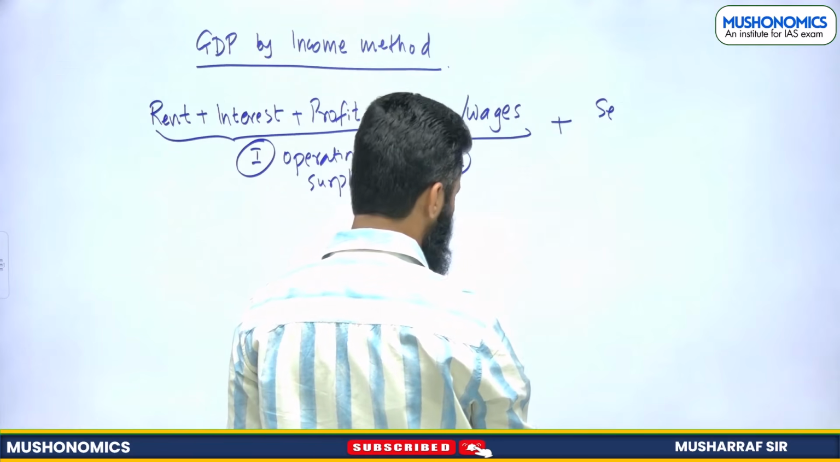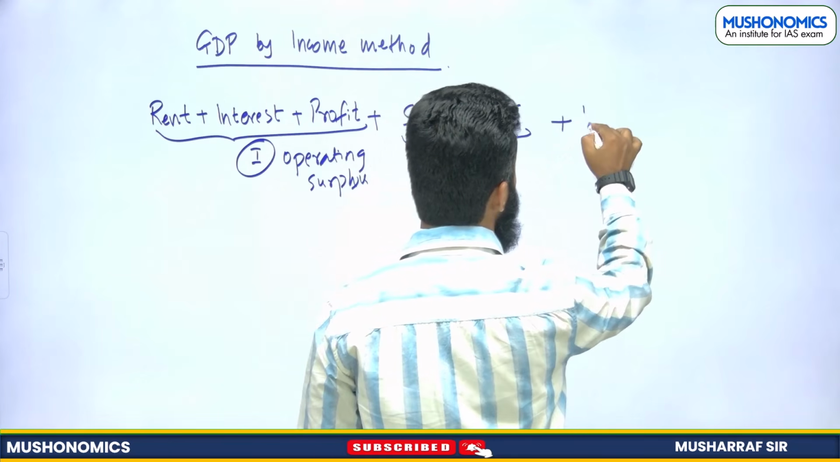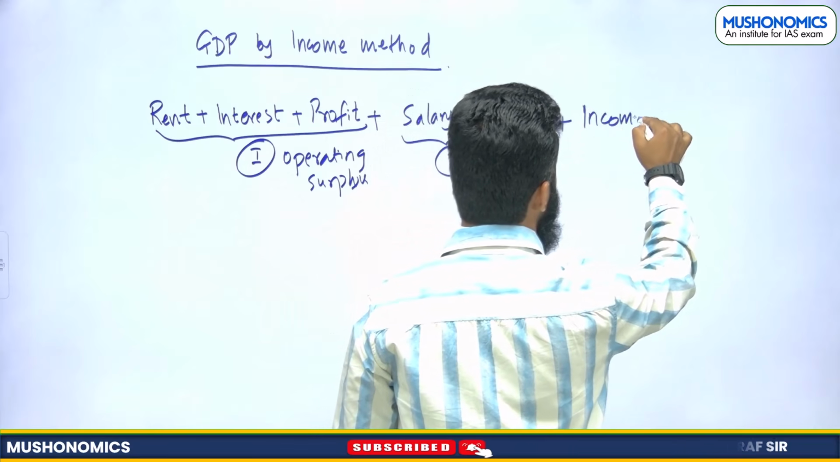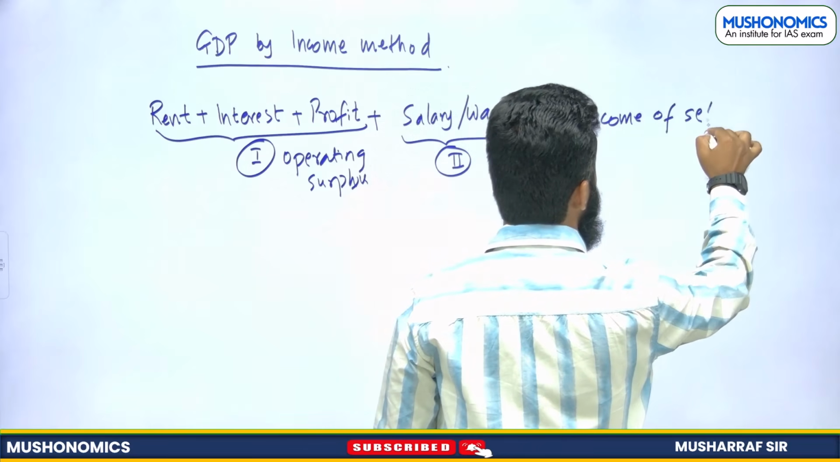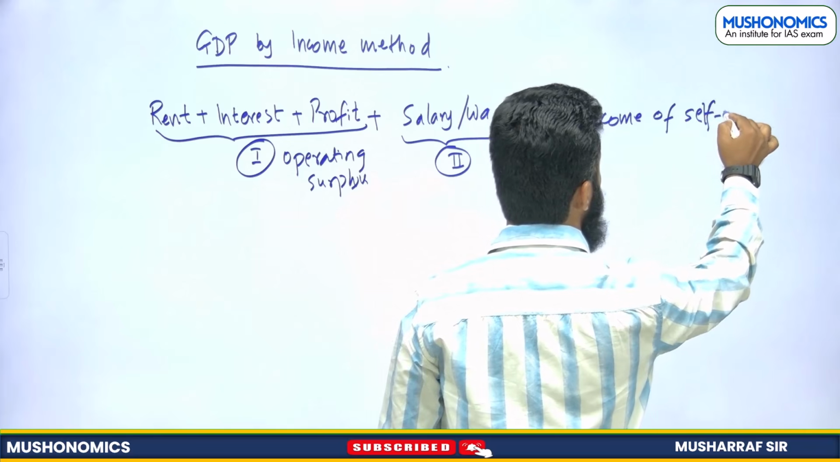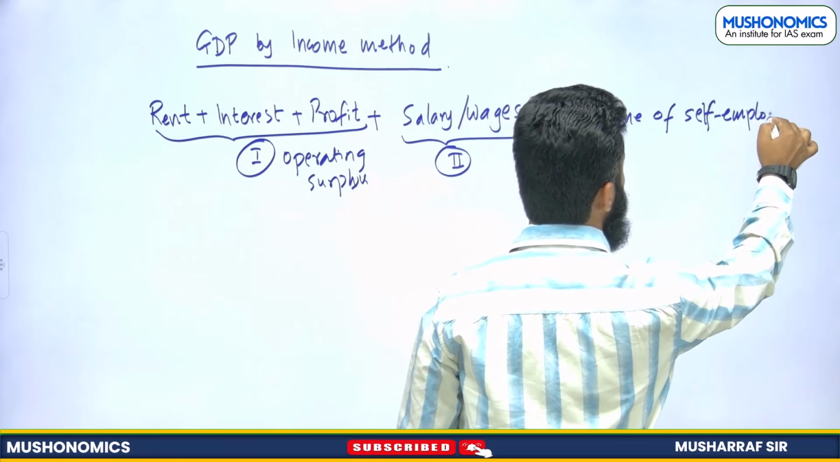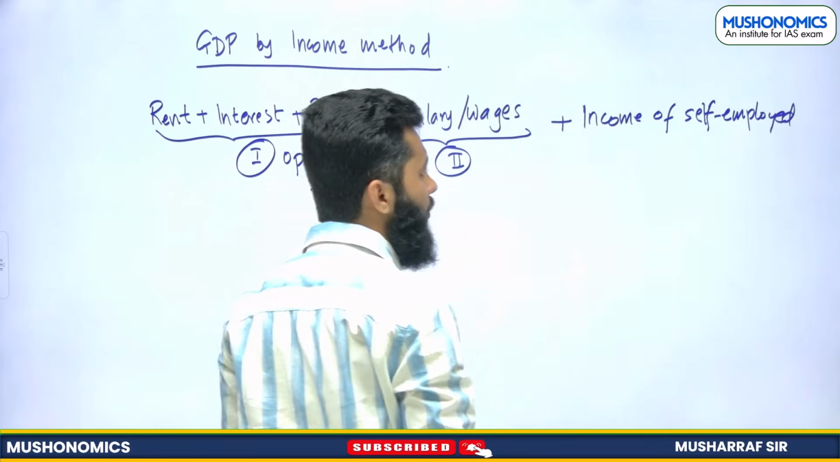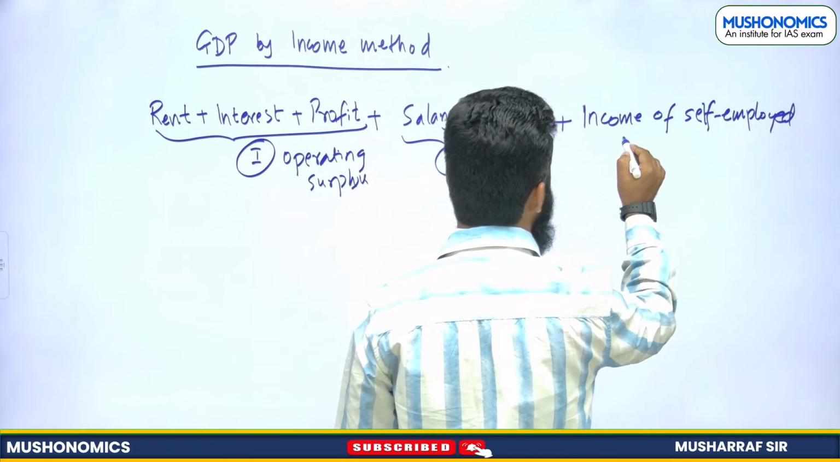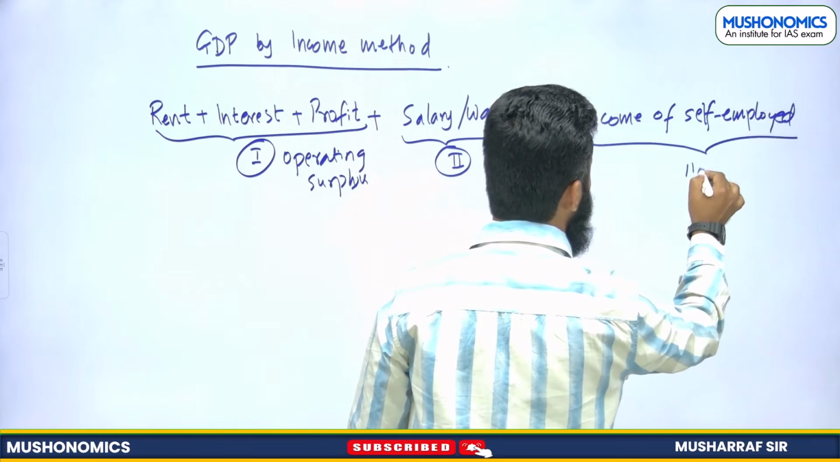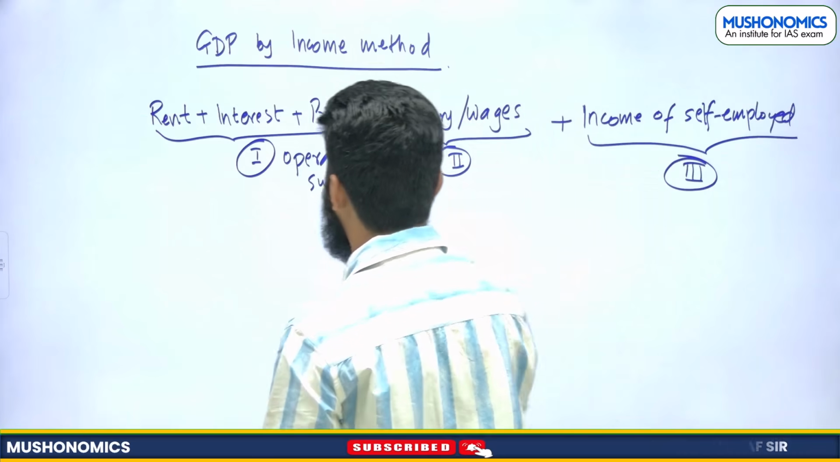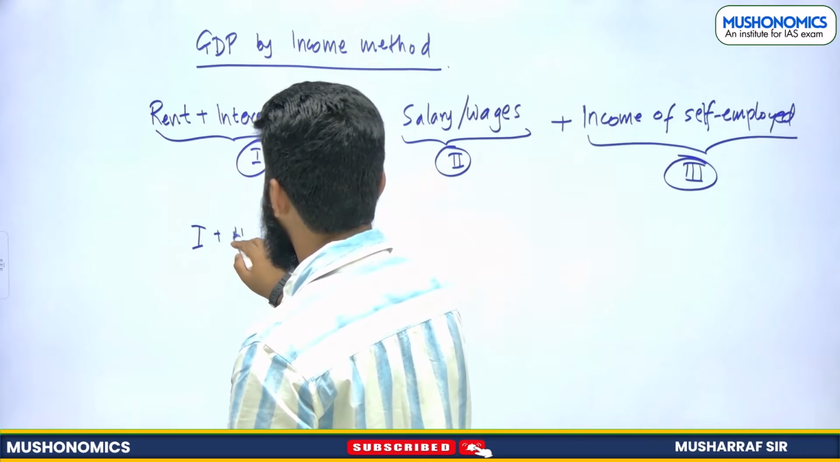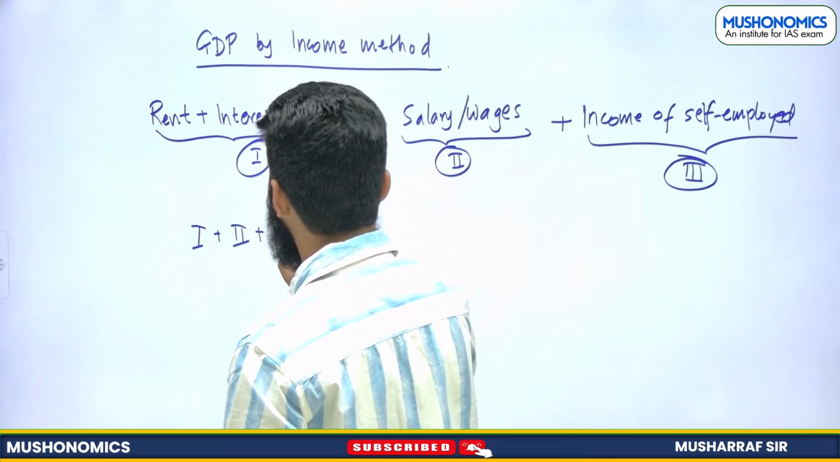So for income, here we can write income of self-employed, where separate data is not possible and is very difficult to obtain. So income of self-employed people or households is the third component, right? When we add all these, the first, second and third components, what will they give us?